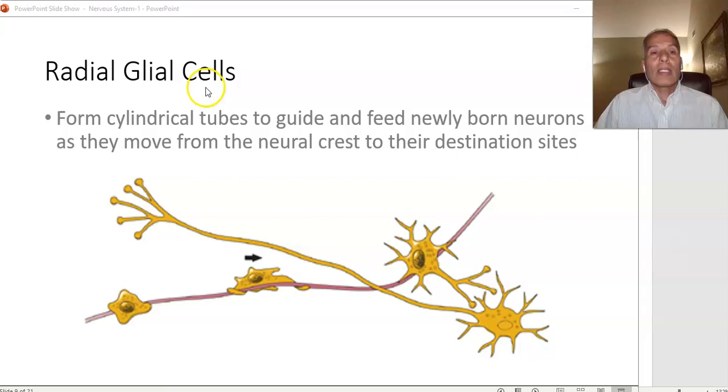Radial glial cells, or radial glia. These cells are like cylinders.